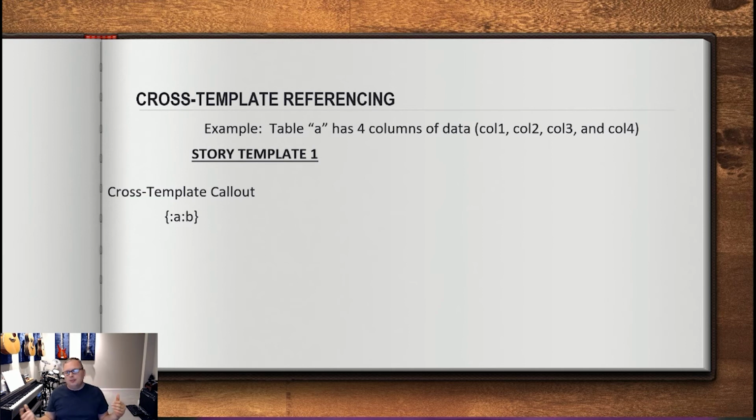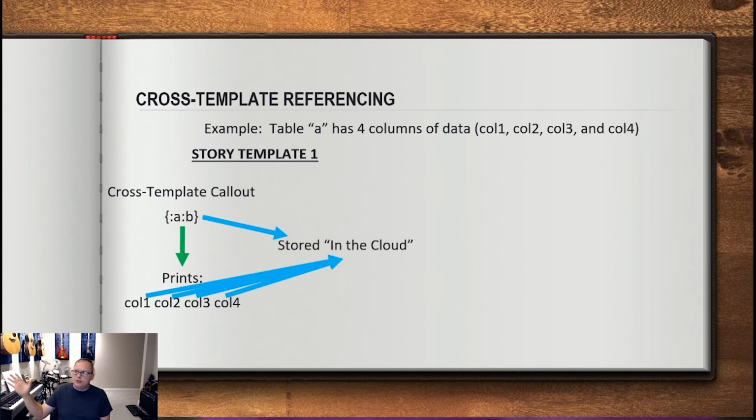I'm going to do a cross-template callout in it. Those are done with the squiggly brackets. So I have the table A enclosed in its colons, that's where the table is, and a custom name of B. It's going to go ahead and print all that. We can hide it as well with a question mark, but it's going to print all that in our template that we use. But it's going to store it all somewhere safe and far away where we can reference it from other templates. So now we have story template 2.